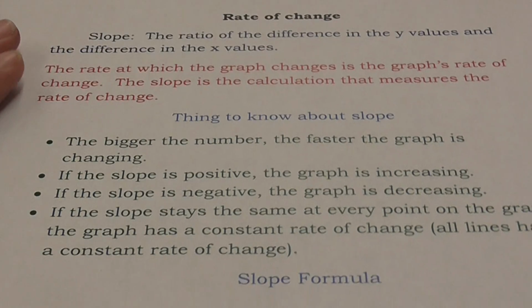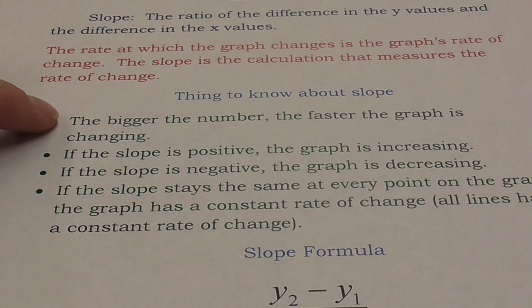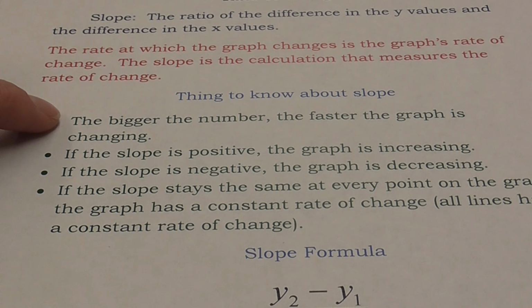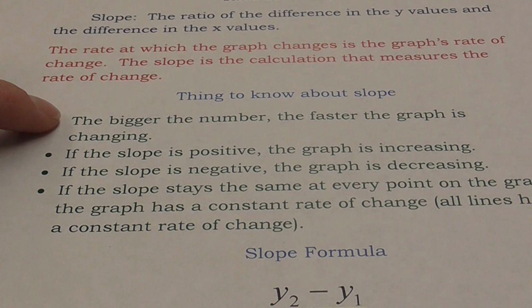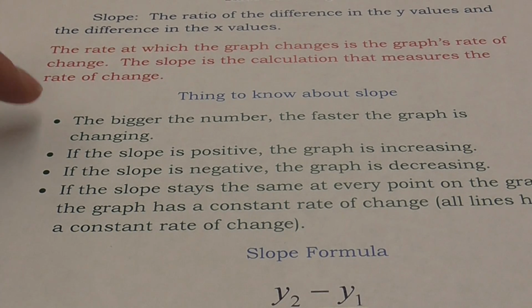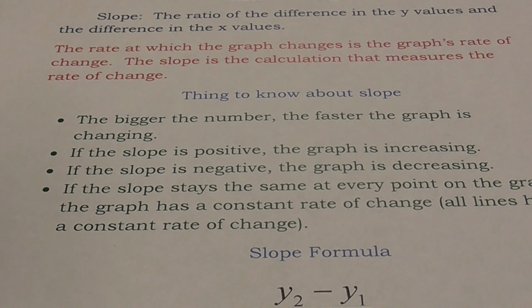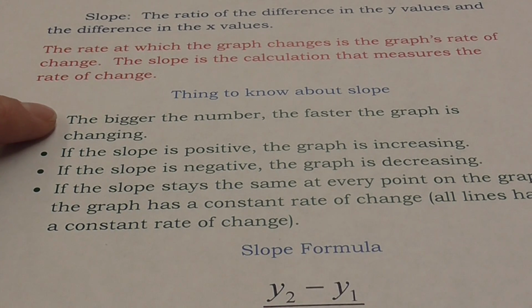So there's some things you need to know about slope. First of all, the bigger the number, the faster the graph is changing. So if you're comparing a slope of -7 to a slope of 2, the -7 is a faster change. The negative part talks about it decreasing, where the positive part of the 2 talks about it increasing, but -7 is a faster change than that positive 2.